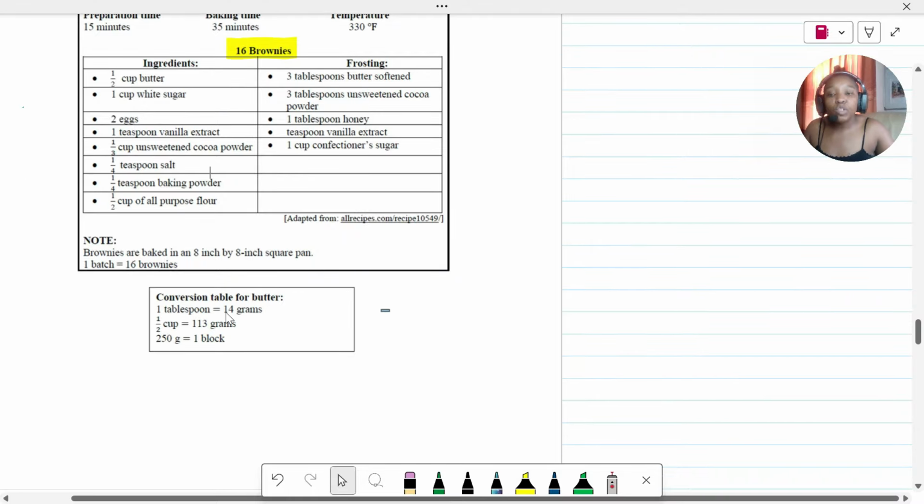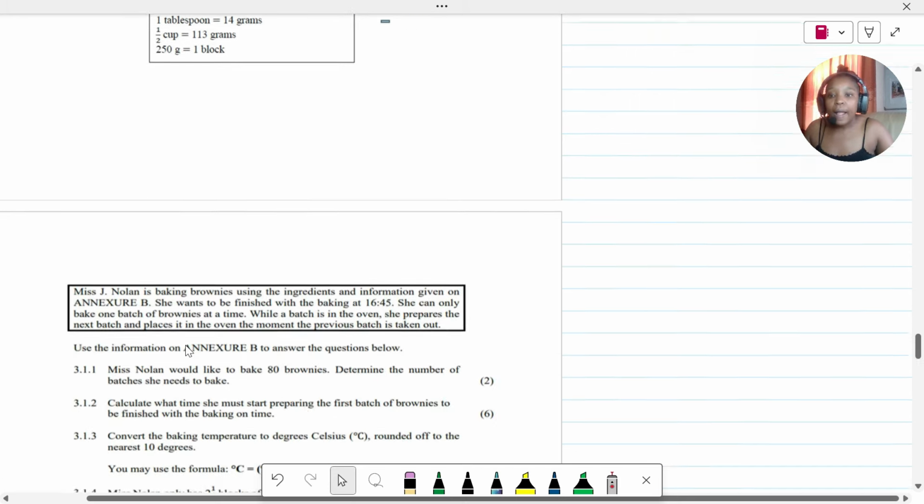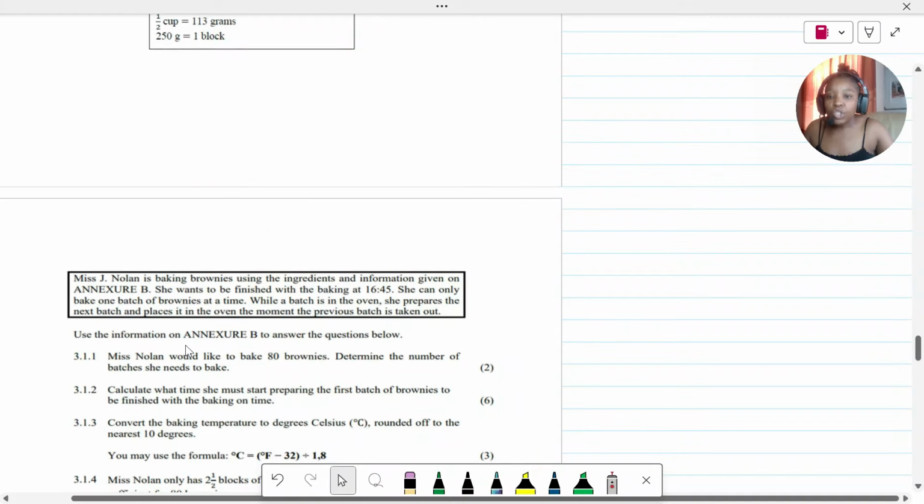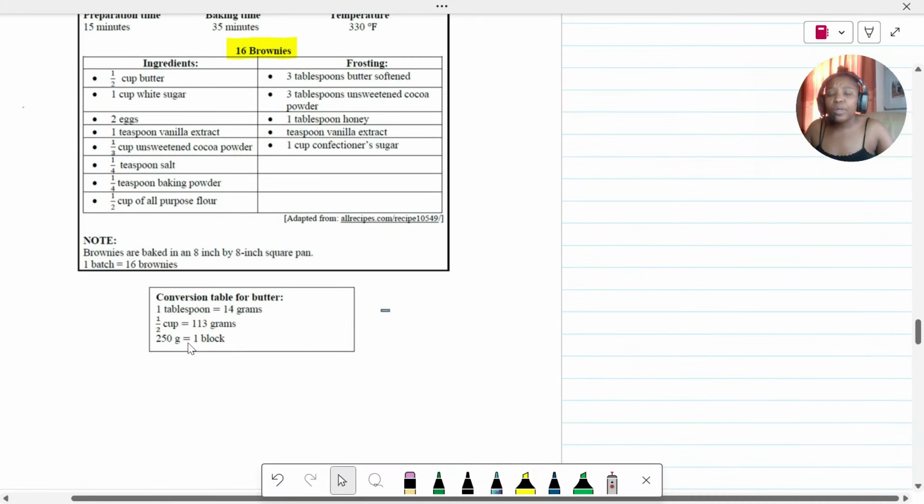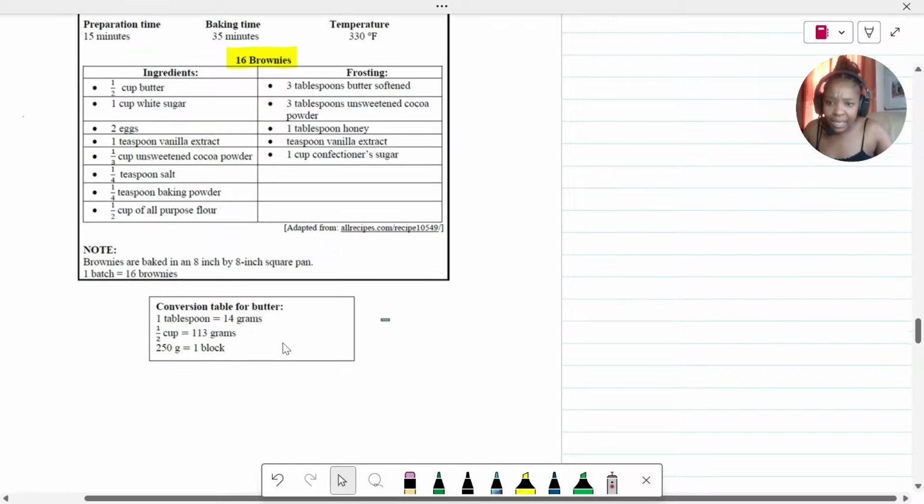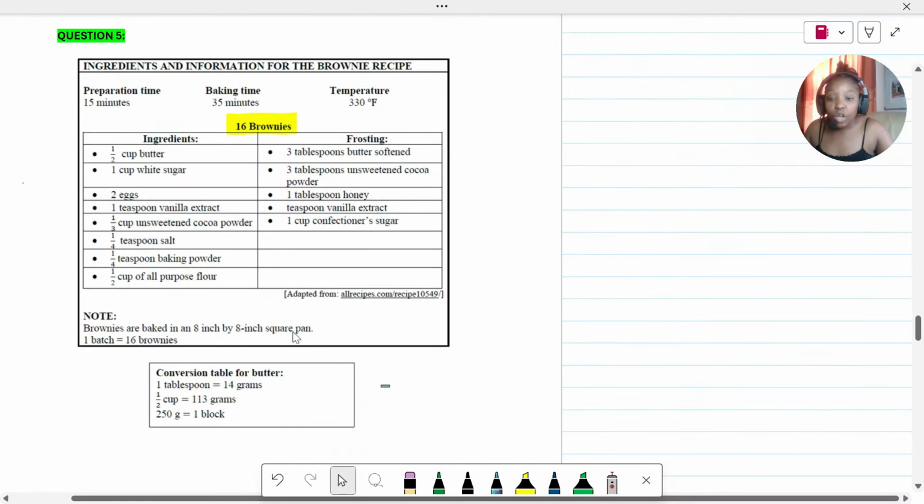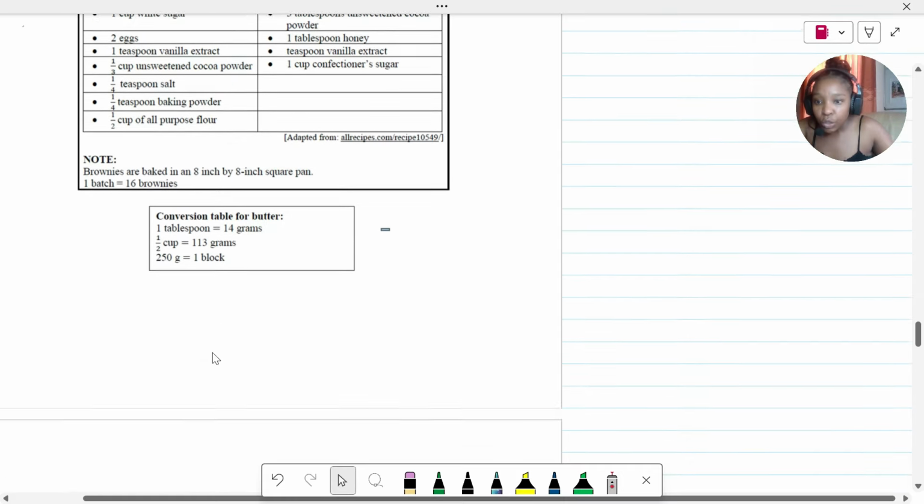So 1 tablespoon is equal to 14 grams. Half a cup is equal to 113 grams, and you're given 250 grams is equal to 1 block. Here we're not actually going to be converting to milliliters, but based on this conversion factor table that's given to us, we're actually going to be converting to grams. So please take note of that.